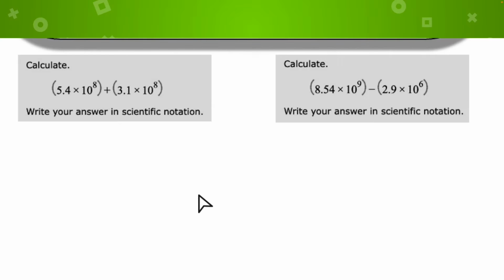Okay, so we have one with the same exponents and one with different. So we have 4.5 times 10 to the 8th power plus 3.1 times 10 to the 8th power. So write your answer in scientific notation.